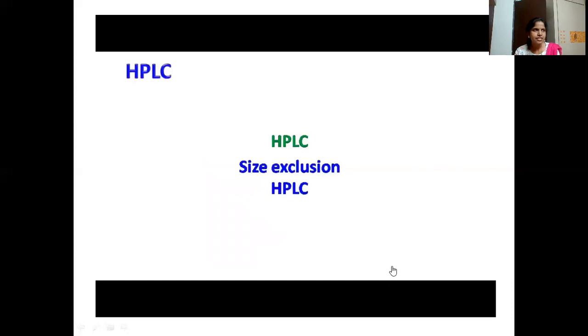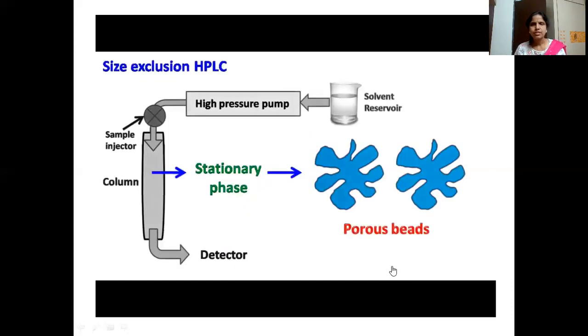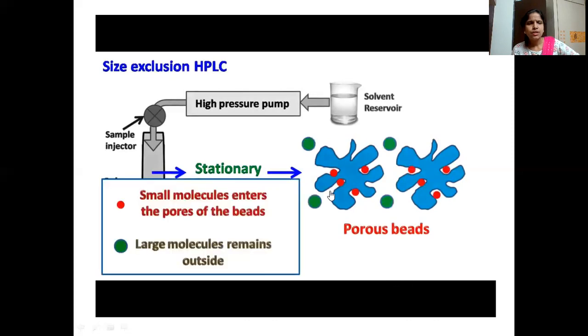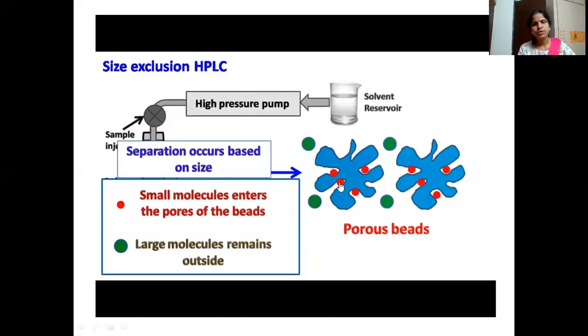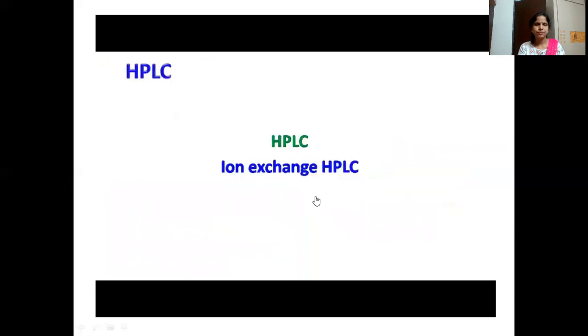Then size exclusion, which is based on the size of the particles. These are porous beads, so small particles will enter into the pores. Therefore large particles will come out first, or be eluted out. The red ones, you can see, are small molecules entering into the pores, whereas the large molecules, the green colored ones, will be eluted out.